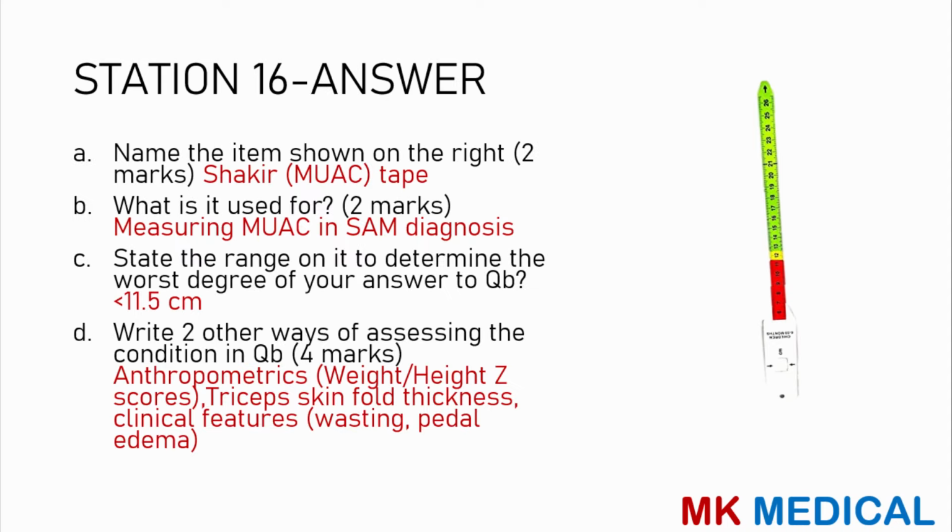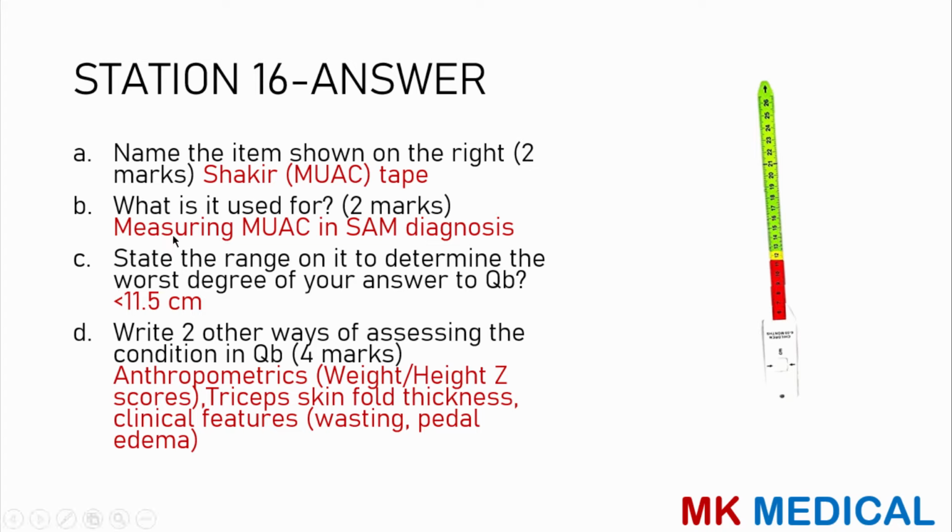So this is obviously a Shakir tape, a mid-upper arm circumference tape, but refer to it as a Shakir tape. It's used in measuring the MUAC, of course, to make a diagnosis of severe acute malnutrition. And the benchmark is at less than 11.5 centimeters. I think there's a correction in my video where I gave you a reading of 12.5 centimeters. It was actually supposed to be 11.5 centimeters.